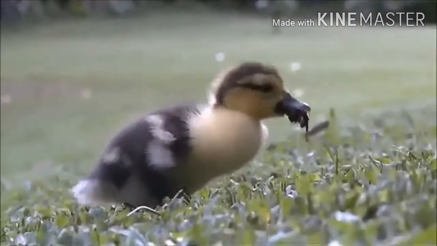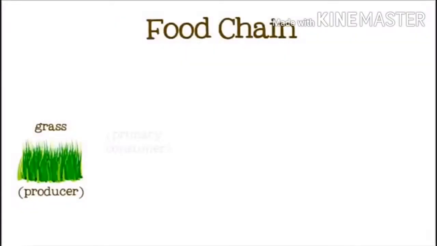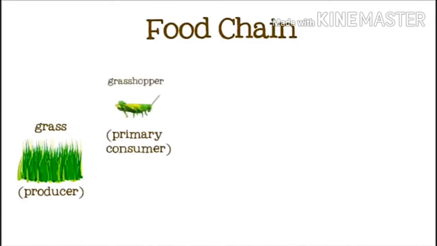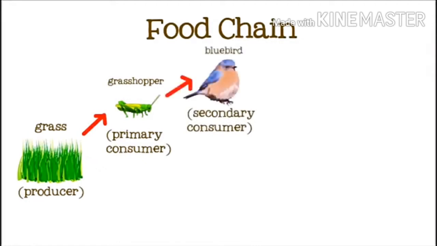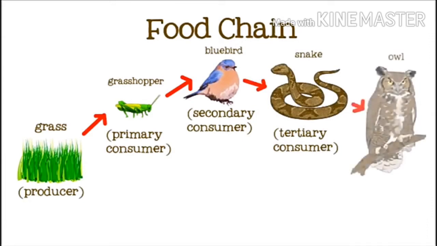Let's take a look at a longer food chain that also begins with grass. This time, let's make our primary consumer a grasshopper. The grasshopper eats the grass and then gets eaten by a secondary consumer, a bluebird. Then the bluebird gets eaten by a tertiary or third-level consumer, a snake. The snake is eaten in turn by an owl. The owl is the apex predator in this food chain.